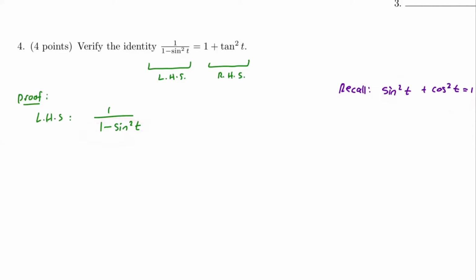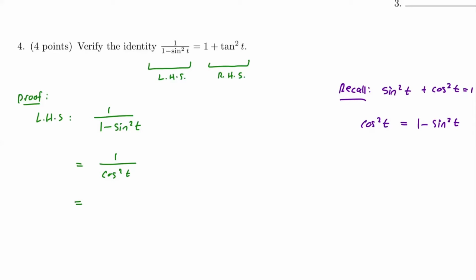So it looks like I need to subtract sine squared t. So you're going to have cosine squared t on the left side is equal to 1 minus sine squared t, by simply subtracting this from both sides. All right, so that's what I'm going to replace right here. This is equivalent to cosine squared t.